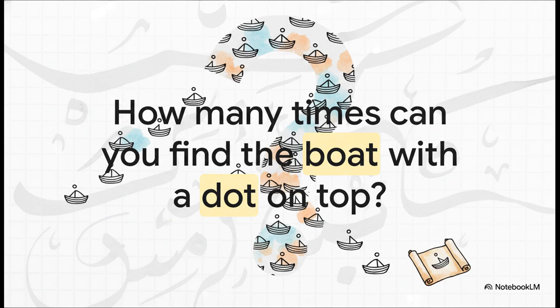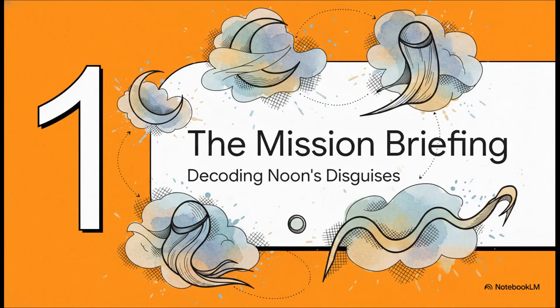Okay, so here's our playing field. This is the final verse of Surah Al-Fath from the Quran. And what's so incredible about this verse is that it has every single letter of the Arabic alphabet in it. It's amazing. So your mission is to find every single noon. But to find something, you first have to know what it looks like. So before we can find our target, we gotta understand its disguises.